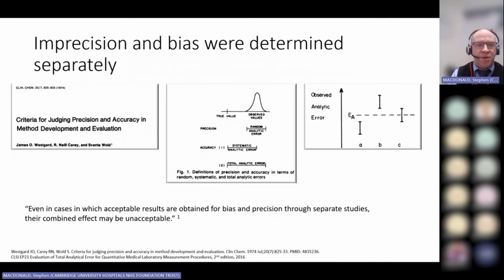And for many years, up until in fact the mid-70s, imprecision and bias were very much considered as separate entities, and they were determined in the laboratory separately. And it wasn't until the mid-70s when this paper by Dr. Westgard and colleagues showed that there was a way that they could actually combine the random analytic error and the systematic analytic error to give a term which is called the total analytic error. And this total analytic error is probably a term that is familiar to many people on the call just now, has been the mainstay of describing the quality of results for many, many years.